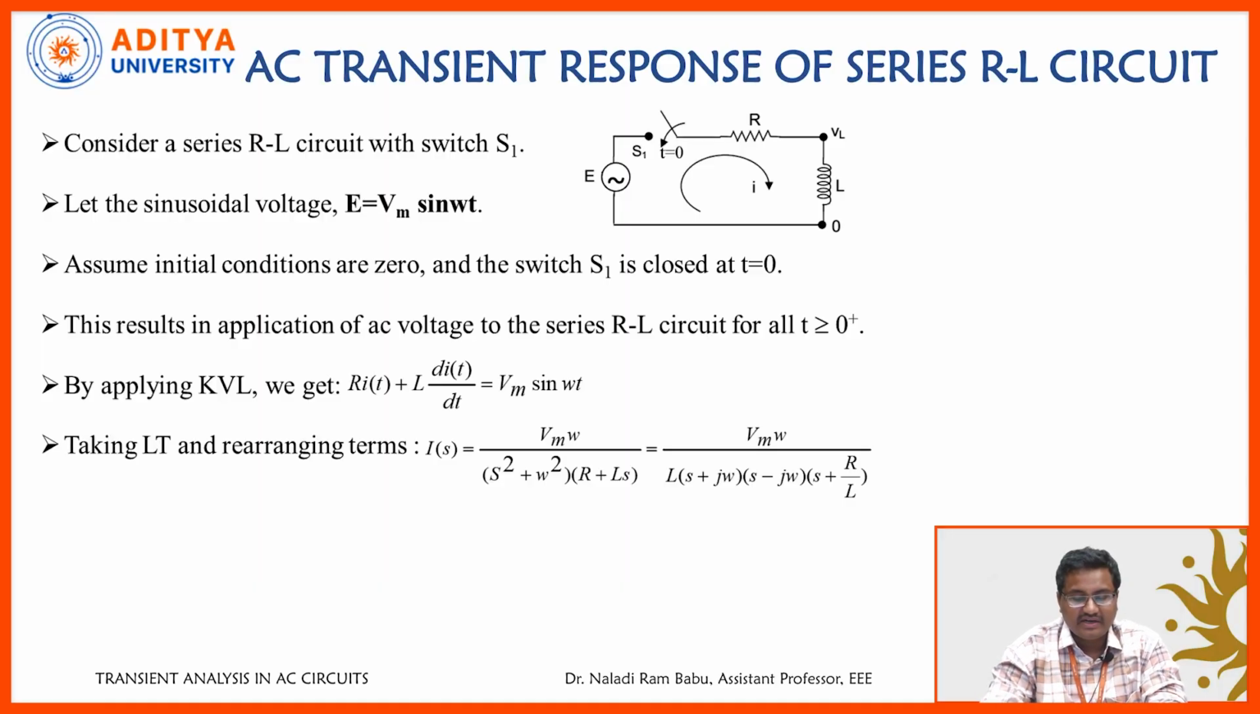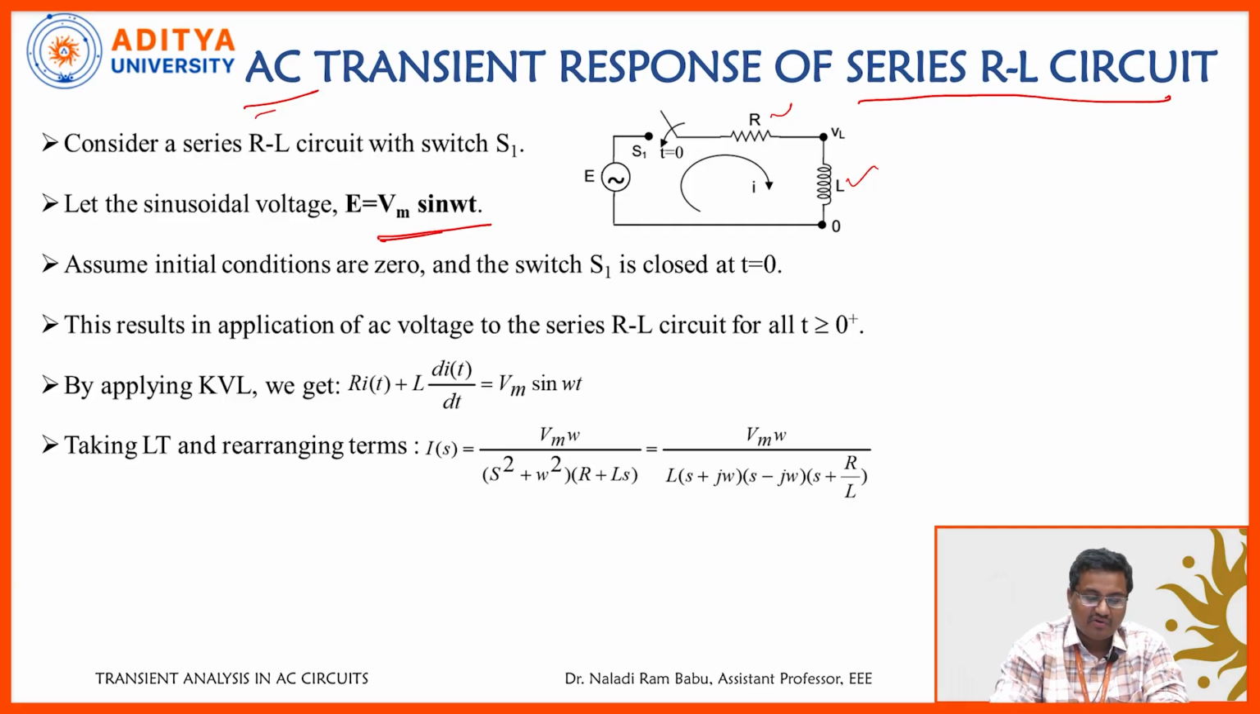Now, we are dealing with a series RL circuit with AC transients. Series RL means the resistance is in series with the inductor. Here it is R and here it is the inductor L, and a supply voltage E, where E is Vm sin omega t. Vm is the maximum voltage and omega is equal to 2 pi f, where pi is 22/7 and f is the frequency. At time t equal to 0, the switch S1 is closed and the current I flows through the circuit. Now we are going to derive the equation of current I of t.